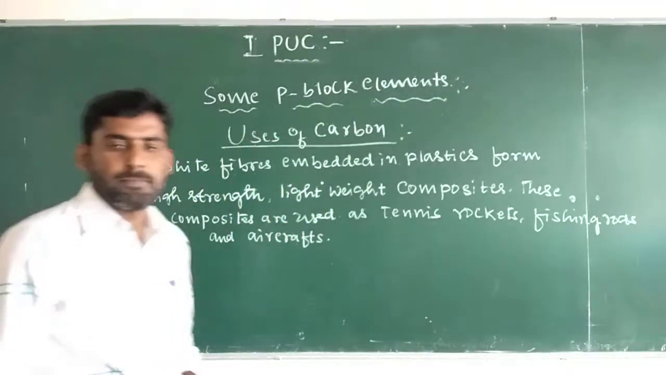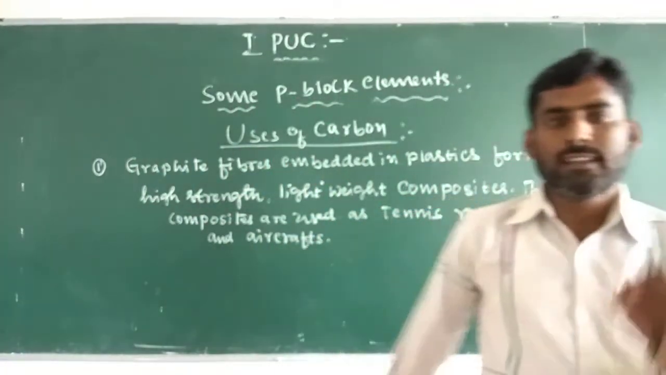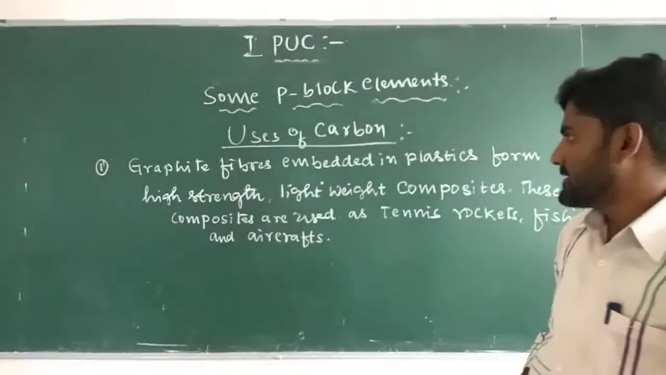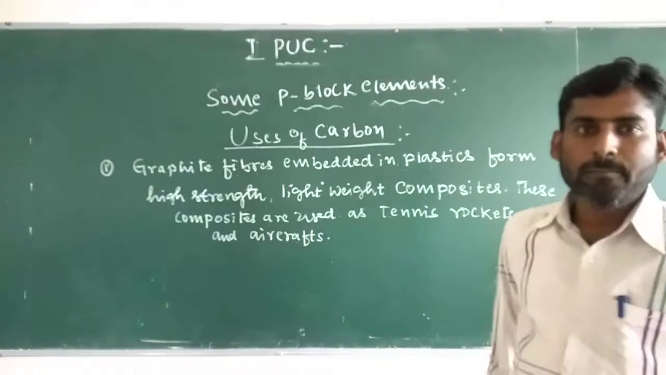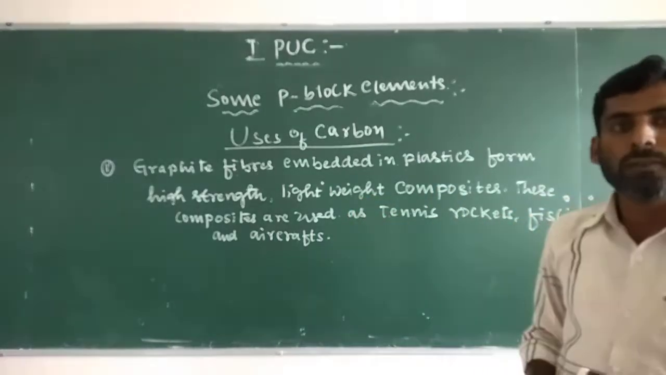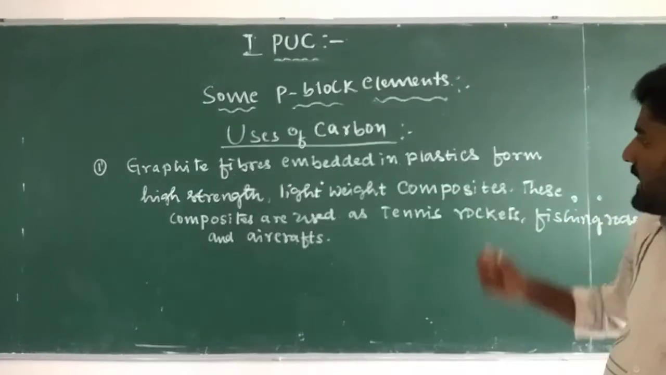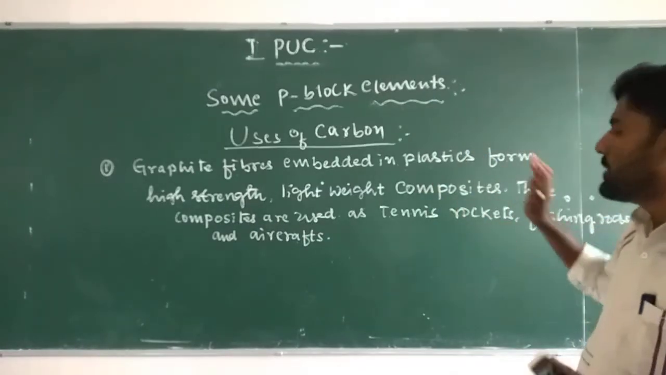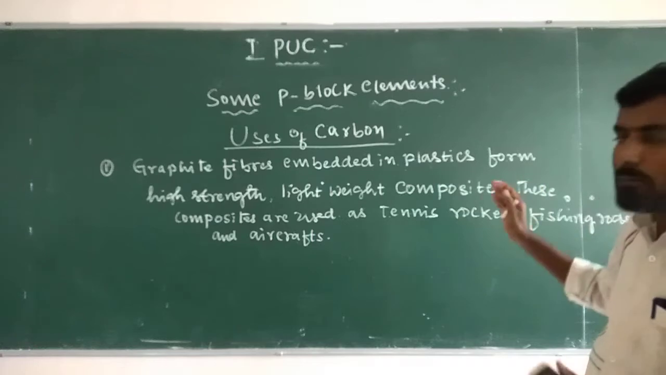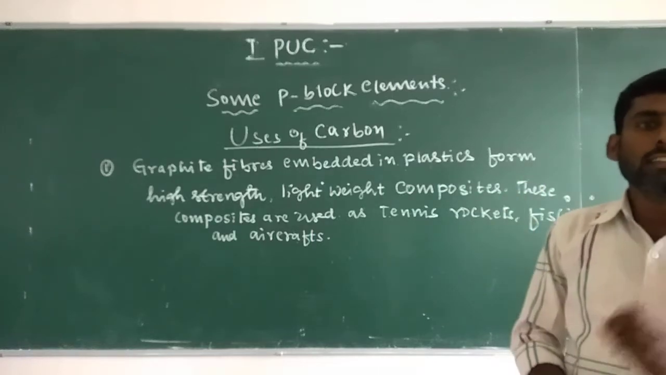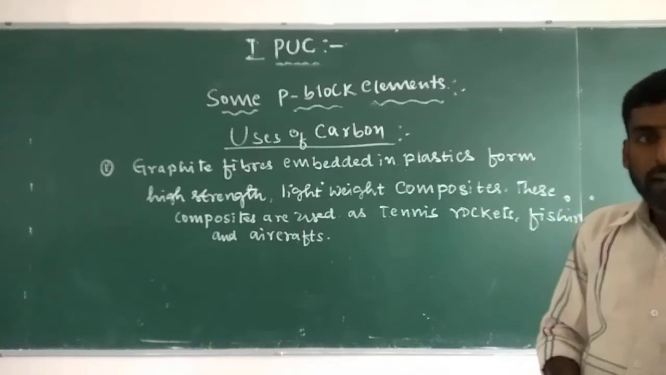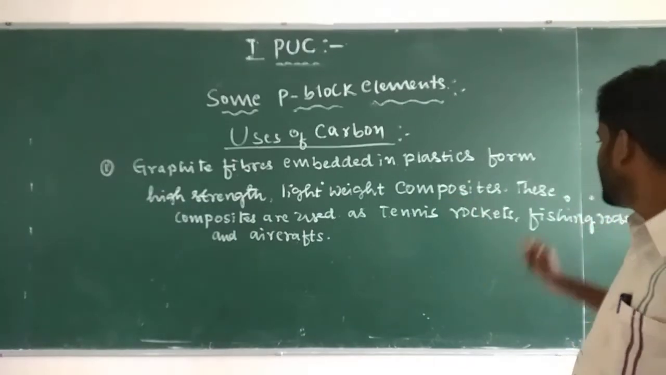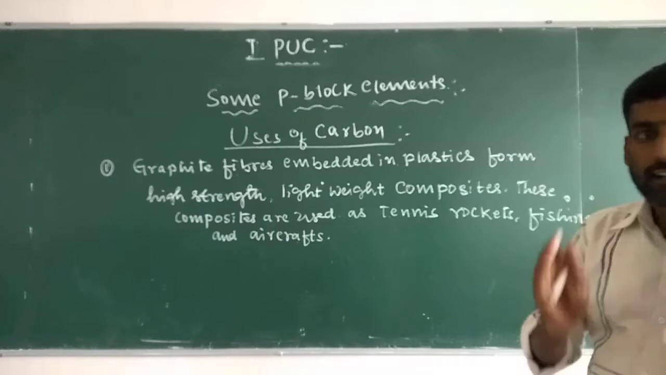So that is carbon, even though it is a non-metal, in the form of graphite. The graphite fibers are embedded in plastics and they have high strength, lightweight composites. And these composites can be used in producing materials like fishing rods, tennis rackets, aircraft parts, etc.